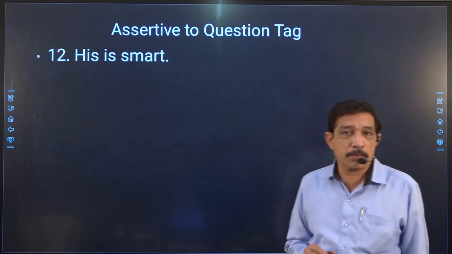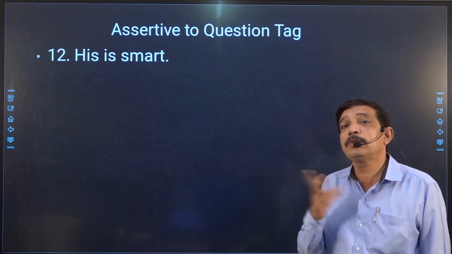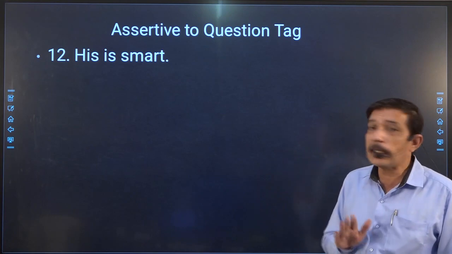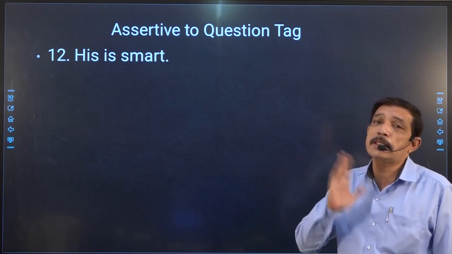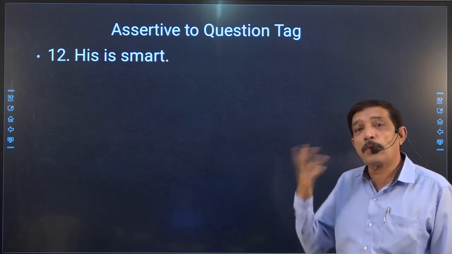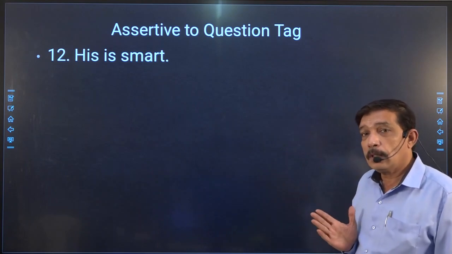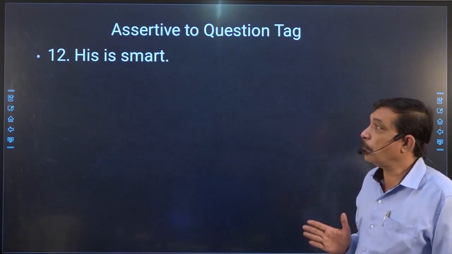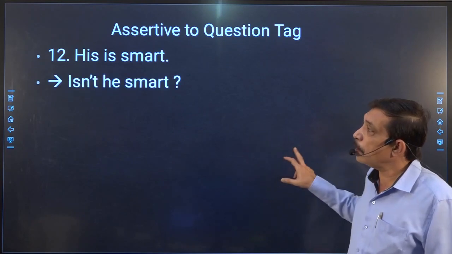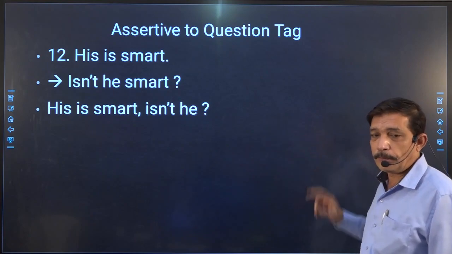He is smart. Now this is an assertive sentence which we have to turn into a question tag, right? Now we know helping verb is there, negation is not there. That means the same helping verb is to be used followed by negation and followed by the subject. Now the subject is he and the helping verb is is. So is not he. Isn't he smart? Or he is smart, comma, isn't he?